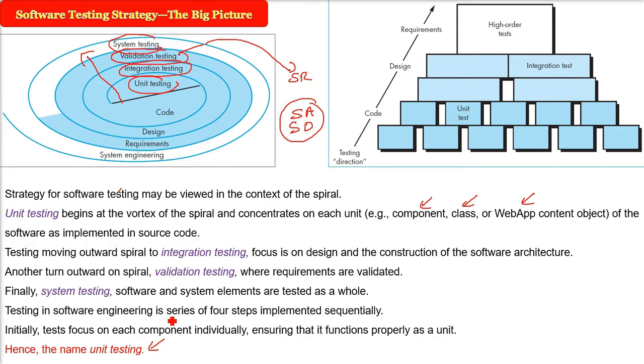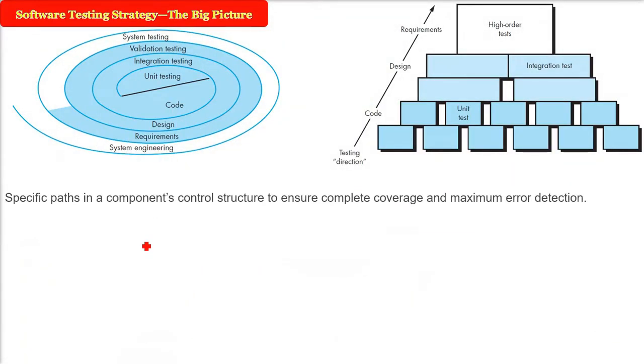Because a unit is a small component. So when this one component works as a unit, that is unit testing. In unit testing, in your program you will write multiple if else, while, do while, and switches, different kinds of control structures. So all the paths need to be covered. Maximum error detection will only be done when you have complete coverage of all the control structures.